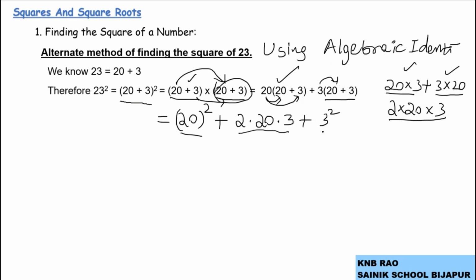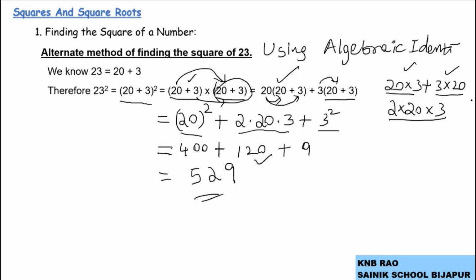Now 3 into 3 is 3 square. So this technique we can use, where 20 square is 400, 2 into 20 into 3 gives 120, plus 3 square gives 9. So totally it is 529. So that's how this answer has arrived.